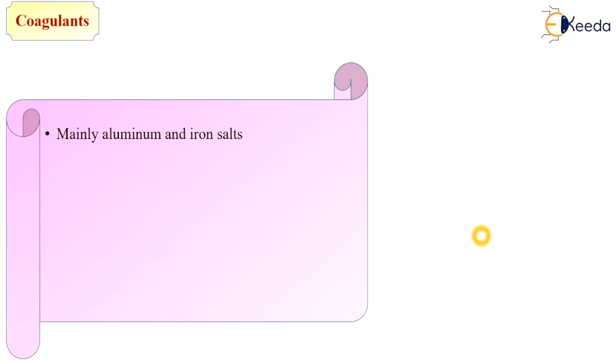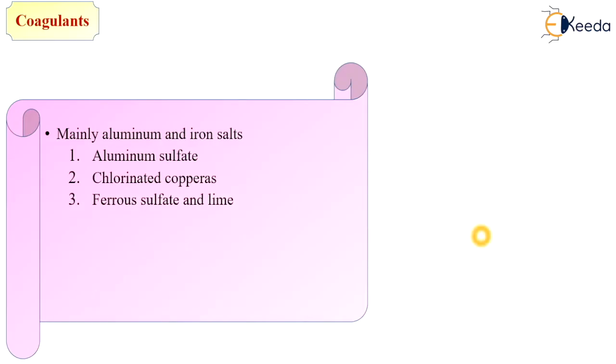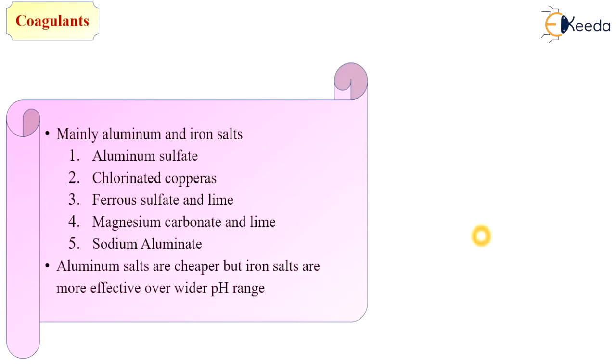Next are the coagulants. Mainly aluminium and iron salts are used as coagulants. Aluminium salts are available in the form of aluminium sulfate, chlorinated copperas, ferrous sulfate and lime, magnesium carbonate and lime, sodium aluminate, and aluminium salt. These are the forms of aluminium ions. The coagulant we add in the coagulation process is one of these forms. Aluminium salts are cheaper, but iron salts are more effective over a wider pH range.